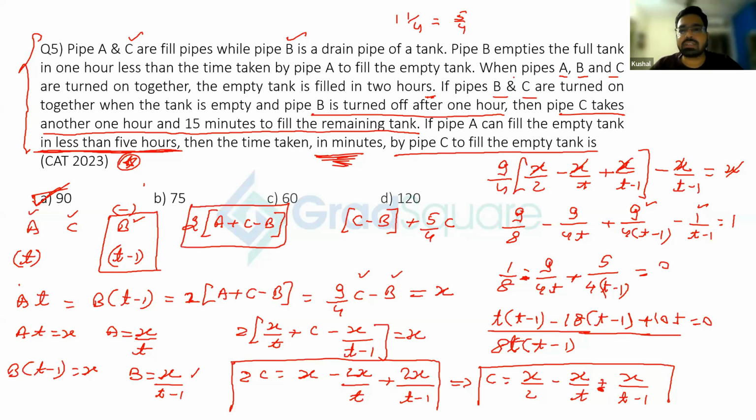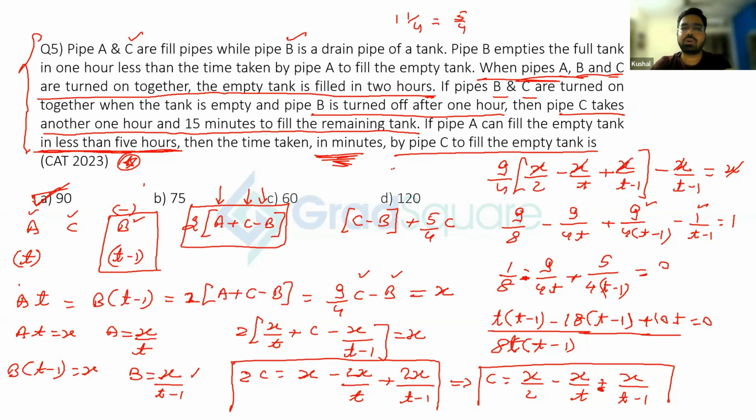Now understand what the question is saying. When pipes A, B and C are turned on together, the empty tank is filled in 2 hours. So A, B and C all are turned on together, right? B was the drain pipe and C was the fill pipe. So 2 times of A plus C minus B should be equal to the total work. I don't think it should be a problem.